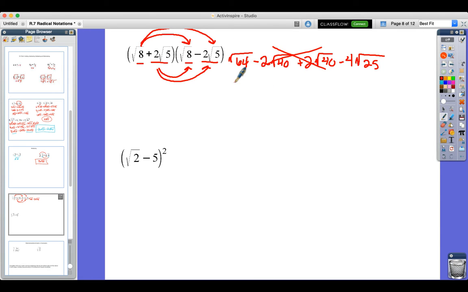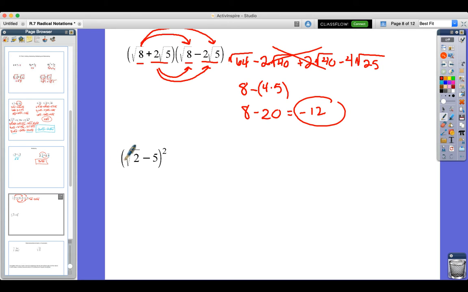Now we got radical 64. That becomes a whole number 8. Minus, you got 4 radical 25. Well, 25 does have a square root. That is 5. So this becomes minus 4 times 5. So we have to simplify that first. We get 8 minus 20. So our final answer would be negative 12 right here.